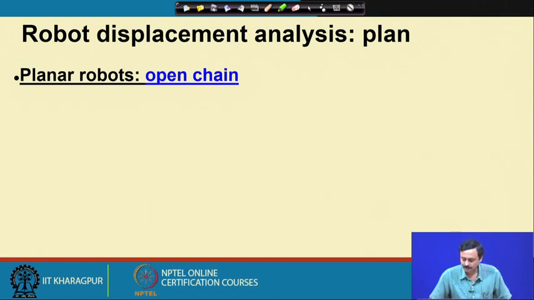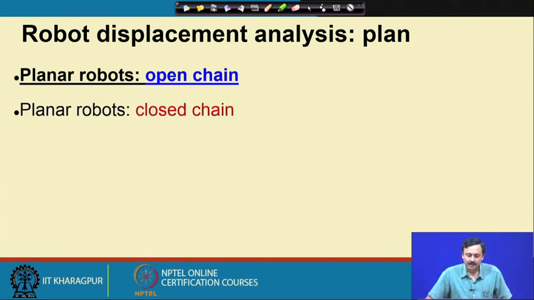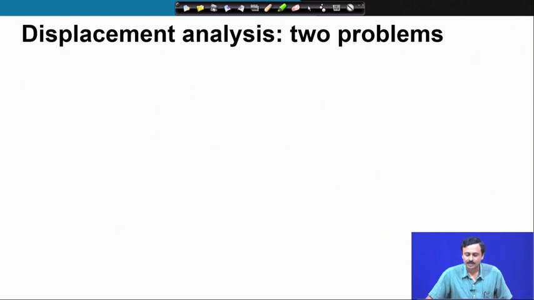So, let us look at our plan for displacement analysis of robots. We will start with planar robots. We will look at these open chain planar robots. Later on, we are going to also look at closed chain planar robots. So, this is our plan. We will start off with open chain planar robots.